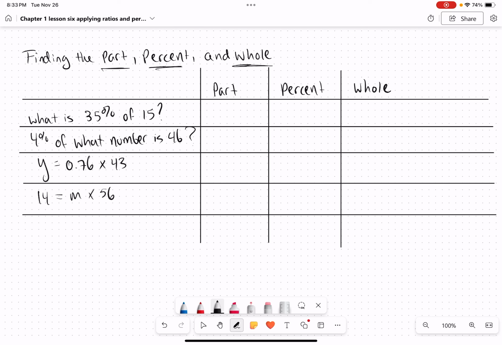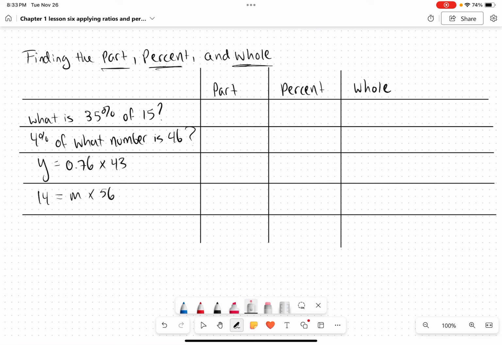And again, in this problem, we're going to be finding the part, percent, and the whole of these four problems that we have here written down. So let's take a look at the first one. What is 35% of 15? So essentially what this question is looking for is a part of that 15. And the part of that 15 is 35%.